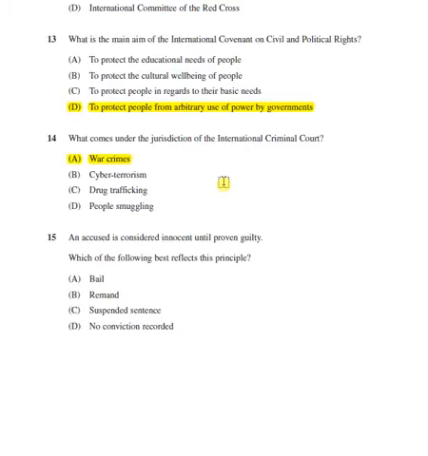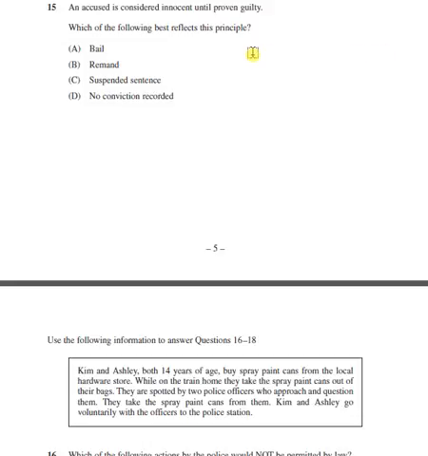holding these figures accountable. Question 15 is, an accused is considered innocent until proven guilty. Which one of the following best reflects this principle? Let's go through it. No conviction recorded, so that doesn't reflect innocent until proven guilty, because that's just saying they're not guilty. Suspend the sentence, kind of. The key word in here is best. Best reflects this principle. So that's kind of suspending the sentence, saying, yeah, we're going to suspend that. If something happens again and you're proven guilty again, then that comes back into play.